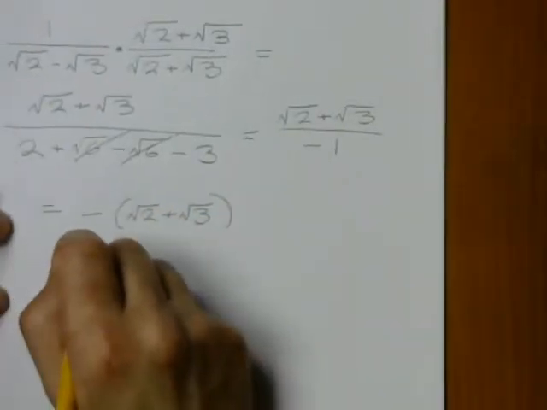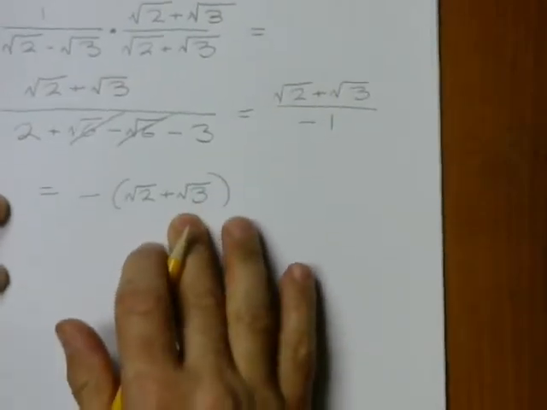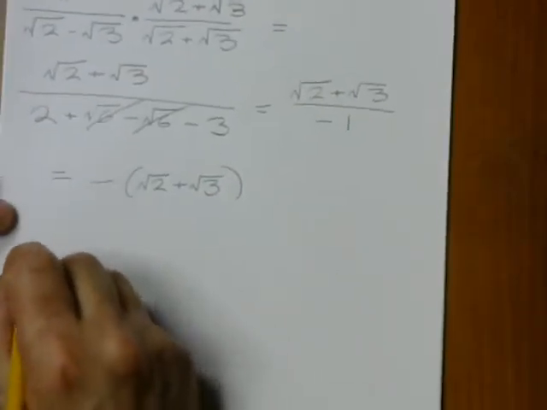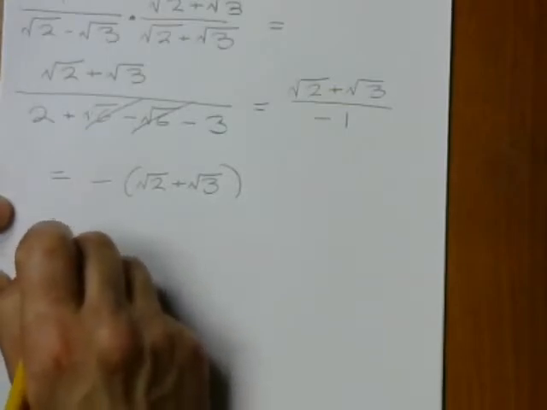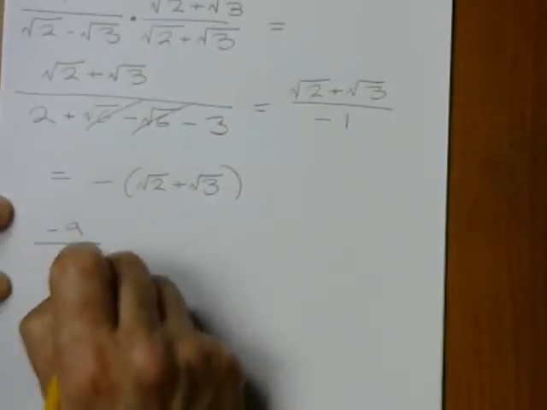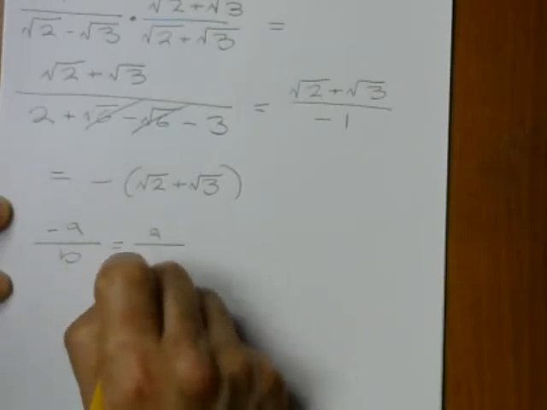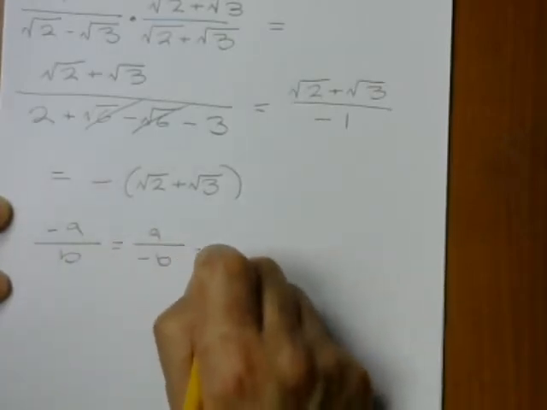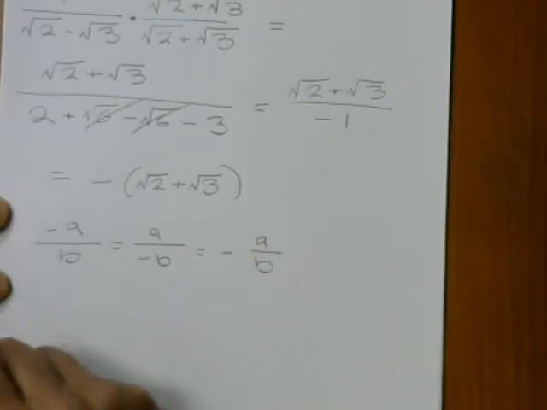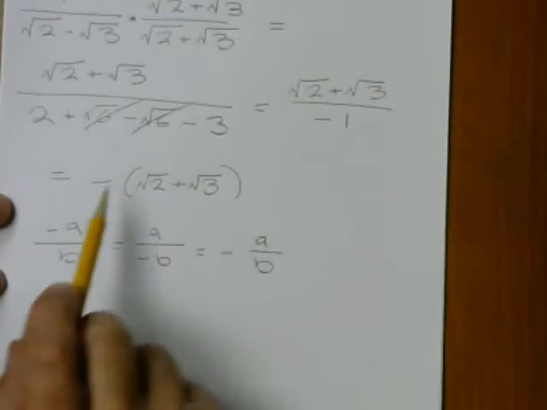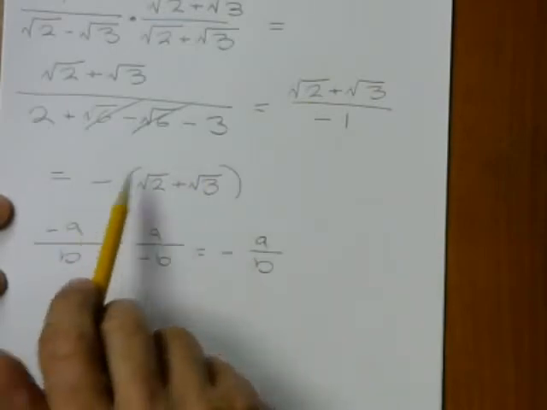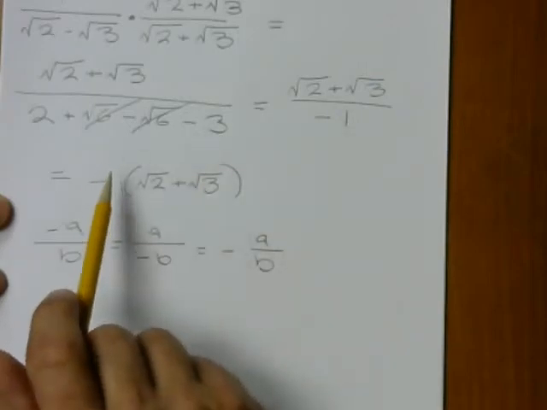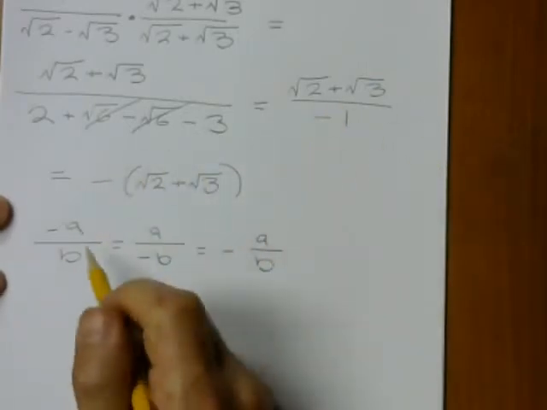And just in case you're not sure why this is equal to this in this last step, I just want to emphasize that if you have minus a over b, that's the same as a over minus b, which is the same as minus a over b. So I can pull that negative right out using this rule from here to here. And then I just have a 1 in the bottom, and anything divided by 1 is itself.